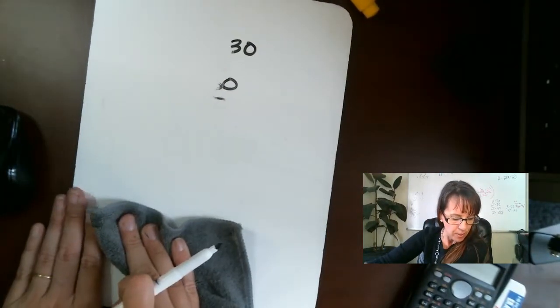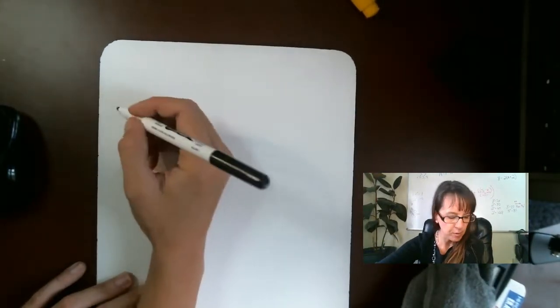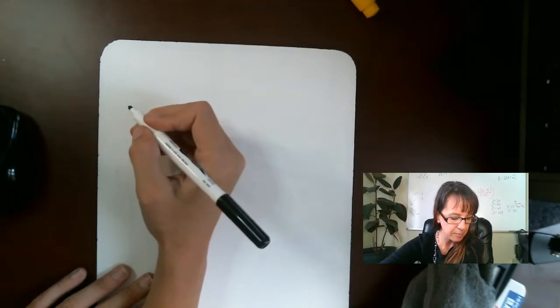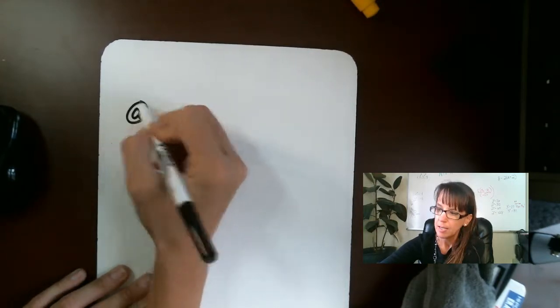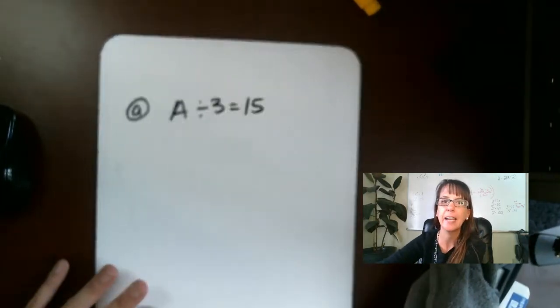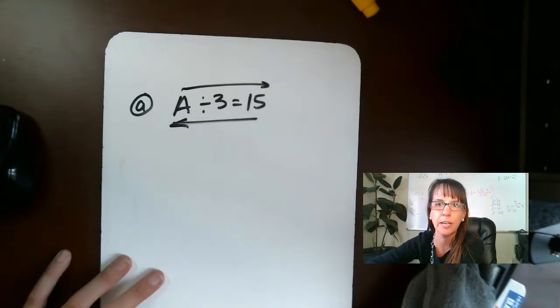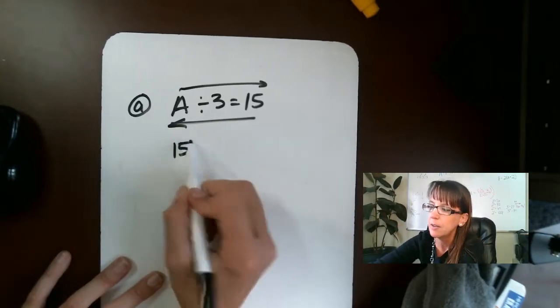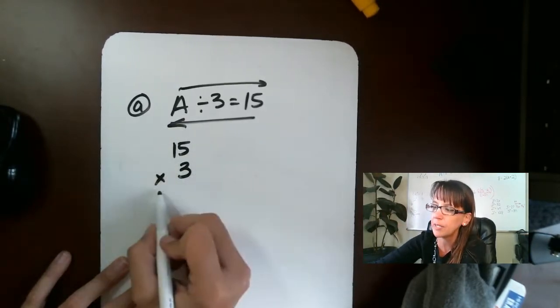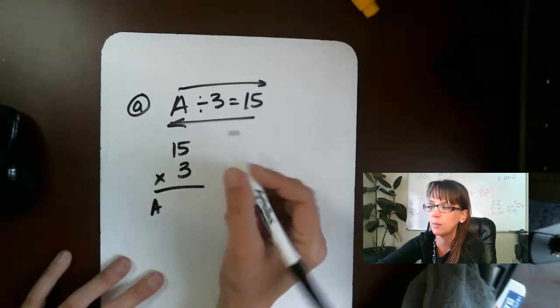Okay, and then our last examples here. I'm on page 16, example 4A. So we have A divided by 3 equals 15. A divided by 3 is 15. If we divide in this direction, we can multiply in that direction, right? Let's see if that helps us. 15 times 3 equals A. That sure does help us.